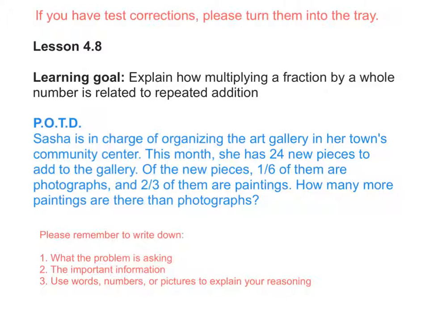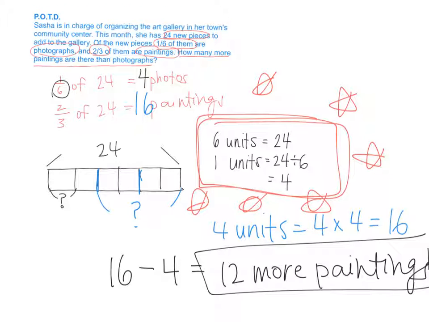Okay, today we're doing lesson 4.8, module 4, lesson 8. And your learning goal today is to be able to explain to someone else how multiplying a fraction by a whole number is the same or related to repeated addition. Okay, but first let's talk about the problem of the day.